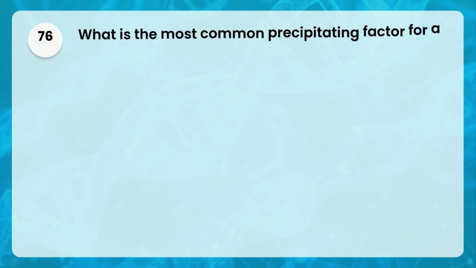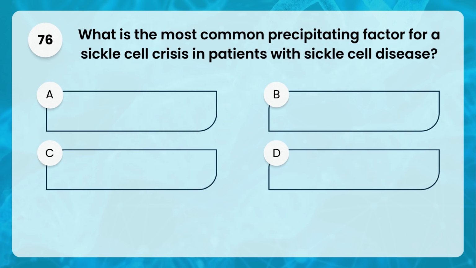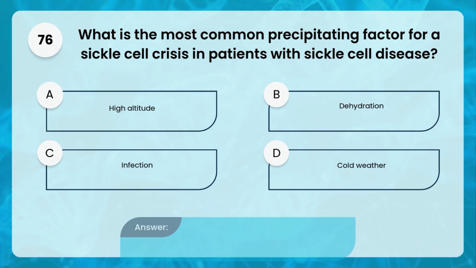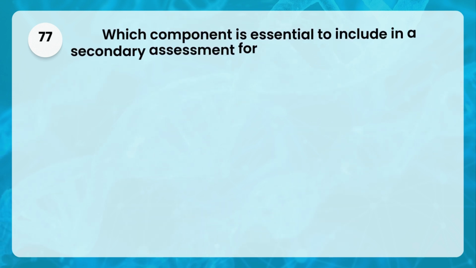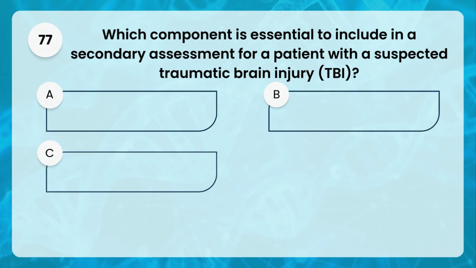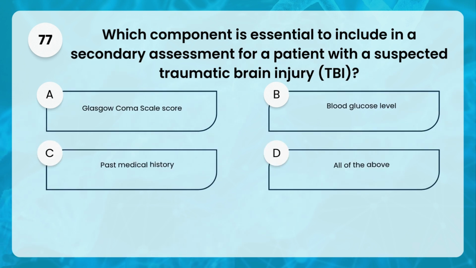Number 76. What is the most common precipitating factor for a sickle cell crisis in a patient with sickle cell disease? A. High altitude. B. Dehydration. C. Infection. Or D. Cold weather. The answer is C. Infection.